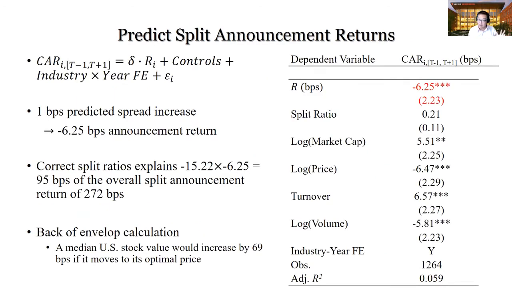Okay, and then we run a regression using CAR with respect to the predicted split ratio. Again, this is the predicted split ratio. So a 1 basis point predicted spread increase will generate a minus 6.25 basis point announcement return. In general, the announcement return is about 272 basis points, so the correct split ratio explains 95 basis points out of that. The back-of-envelope calculation is that a median US stock's value will increase by 69 basis points if it moves to the optimal price.